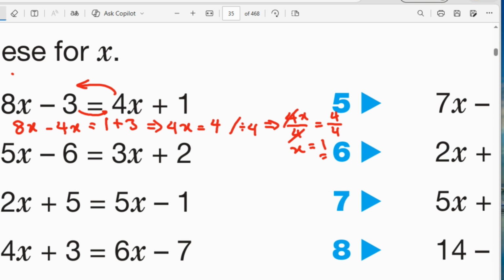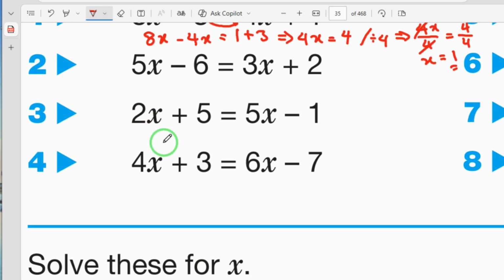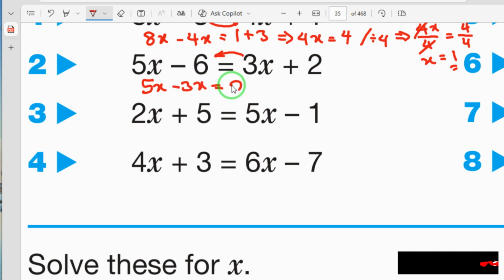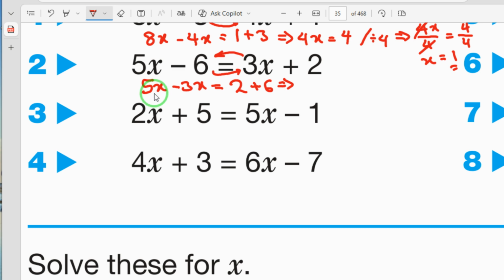Question number 2. As well, here we first keep 5x to the left side, the right as itself, and we bring this 3x to the left side, become negative minus 3x equal to 2, and we bring this negative to the right side, minus 6 become positive plus 6. Then here we subtract minus 5x minus 3x become 2x equal to 2 plus 6 become 8.